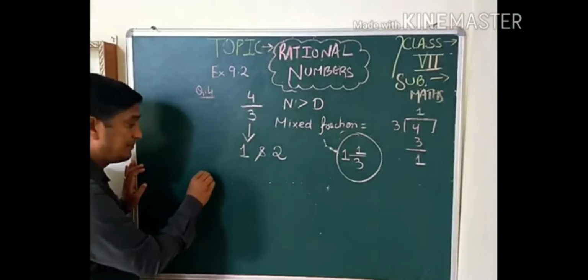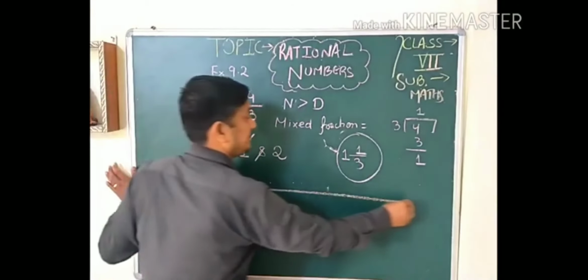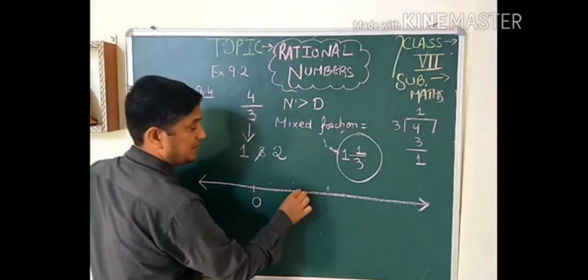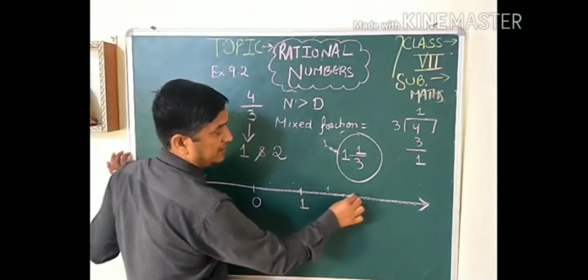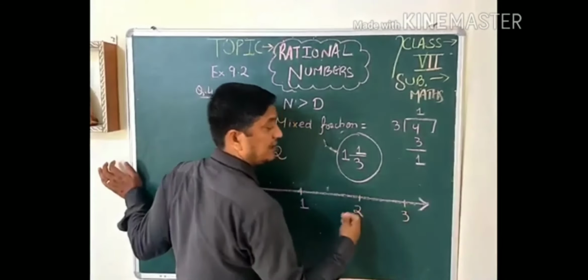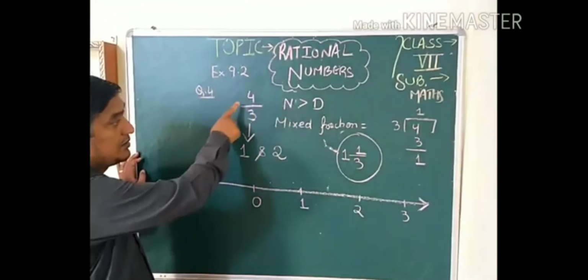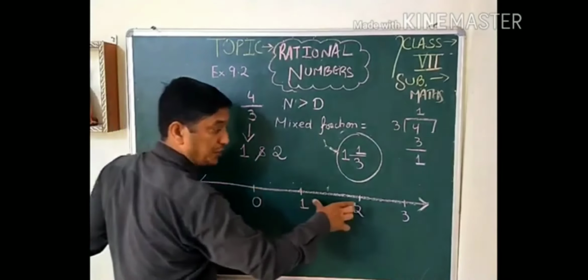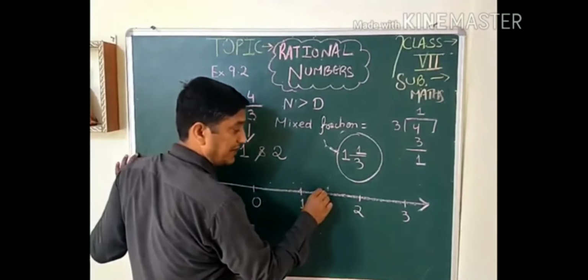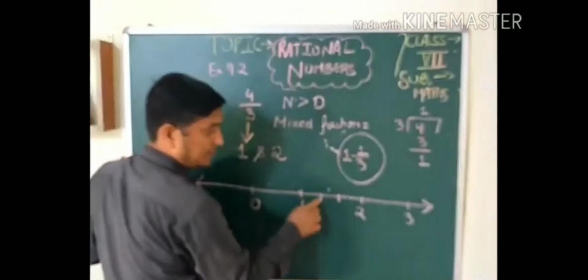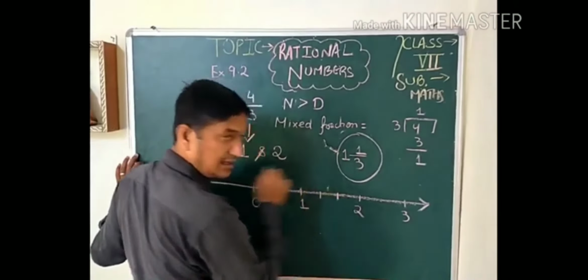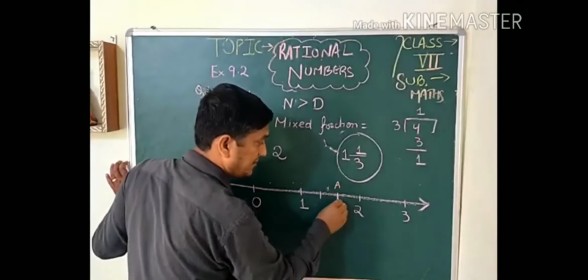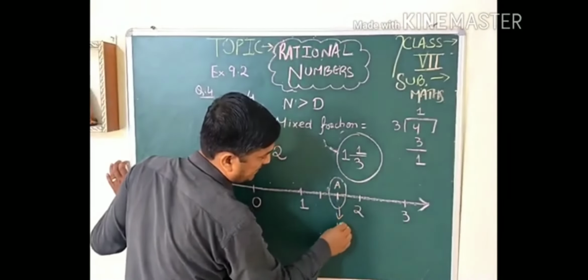Now children, draw a number line representing 0, 1, 2, 3 and so on. Now this is 4 by 3. So in the same way, you have to divide 1 and 2, this portion, into 3 equal parts by marking 2 points on this. 1, 2. Now it becomes one part, second and this third part. So it is 4 by 3. So it lies here.